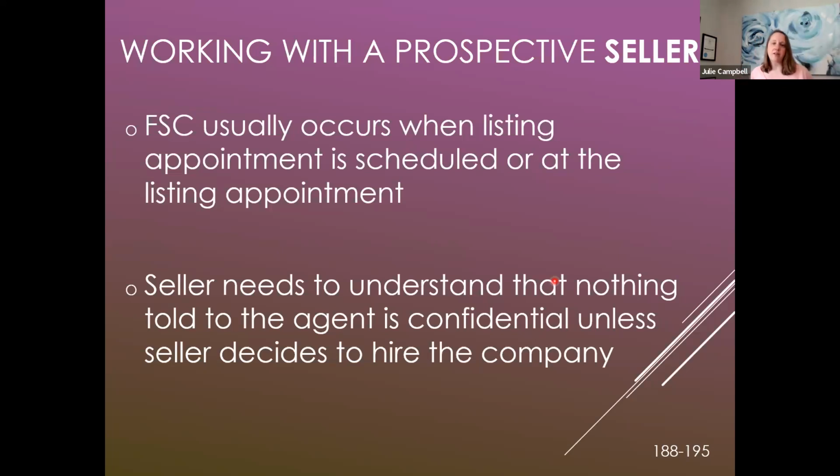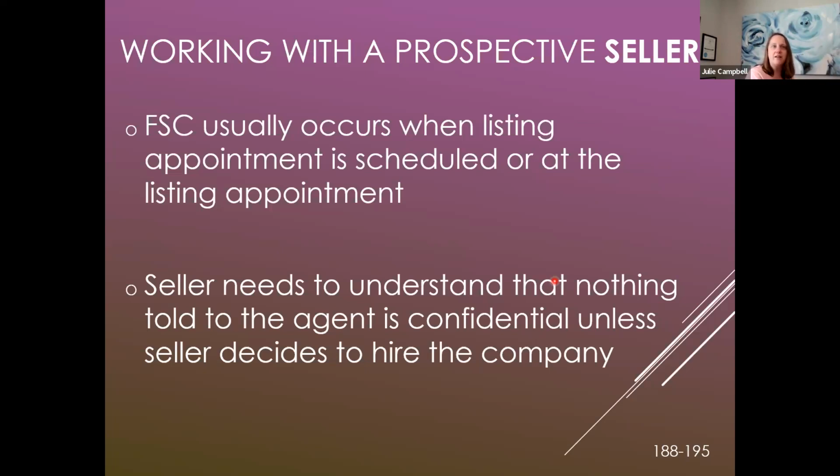And the other thing that the seller needs to understand is, again, I don't owe you confidentiality until and if you decide to hire me. Competitive listing appointments are a very real thing, which means sellers are talking to multiple agents. You may be going on your listing appointment today to try to win the business, but they're going to talk to 3 other agents. So they don't know until later in the week whether or not they're going to hire you or not.